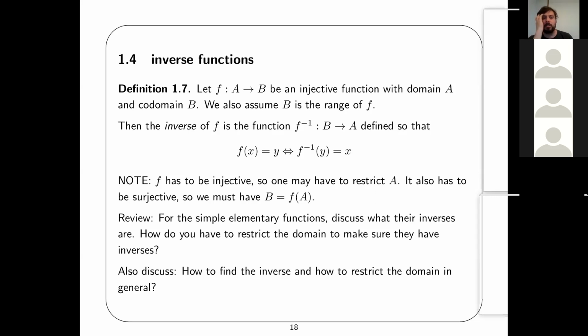It has to be surjective too, but we can always do that. If we have some function f that maps A to the real numbers, we can always just find the image of A and then restrict our codomain to the range. And then if it's injective, we get an inverse. So here's some discussion. For simple elementary functions, discuss what their inverses are, if such exist. How do you have to restrict the domain to make sure they have inverses?